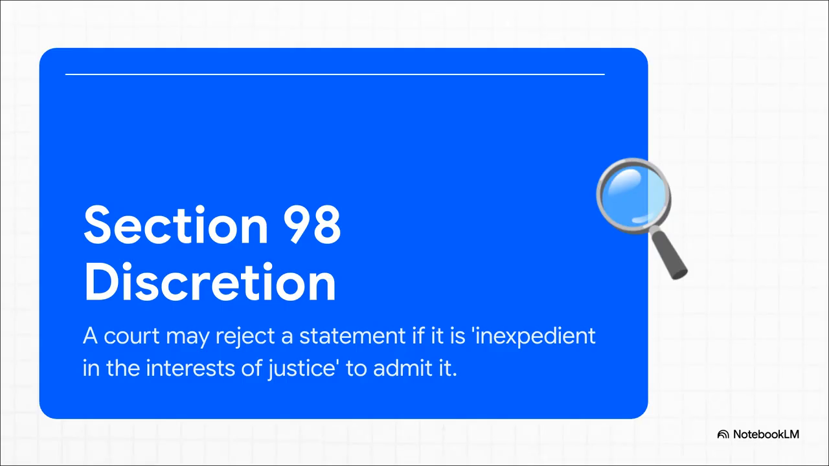And here it is. Even if you have ticked every single box, followed all the rules under the Act, a judge can still look at the statement and decide to reject it. The magic words are, if it's inexpedient in the interests of justice. Now, this is a huge safety valve in the system, and you need to be ready to argue why admitting your evidence actually serves justice instead of getting in its way.